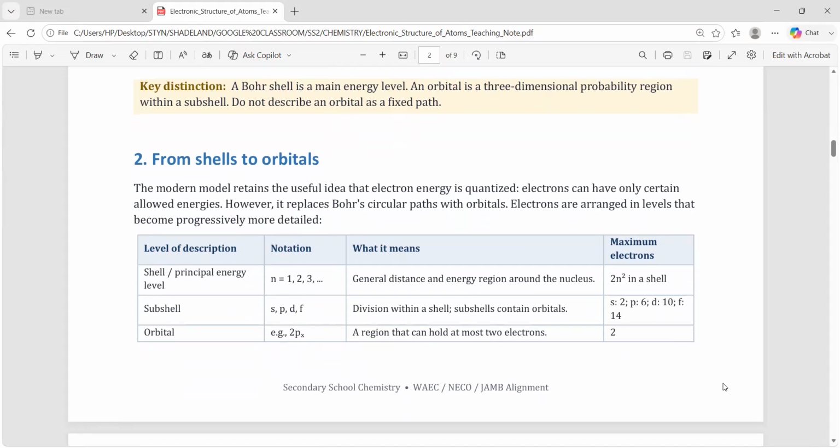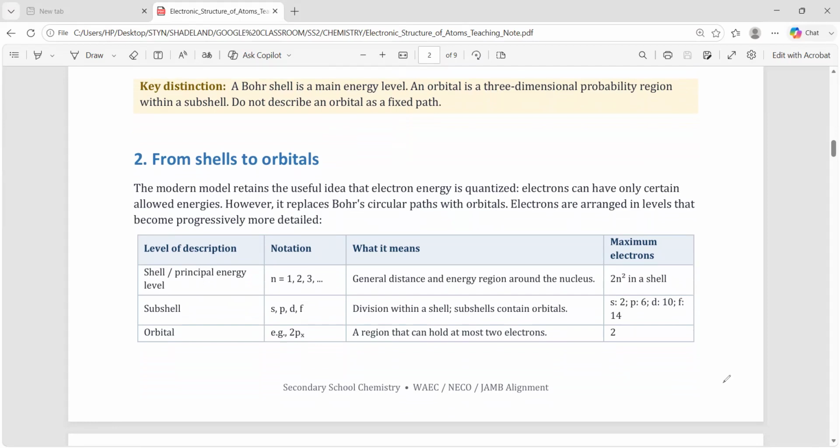Now, let's look at shell and principal energy level. What does shell mean? From this table, you can see that a shell generally is a distance, an energy region around the nucleus. I need you to pay attention to that. It's a distance from the nucleus, just an energy region from the nucleus.